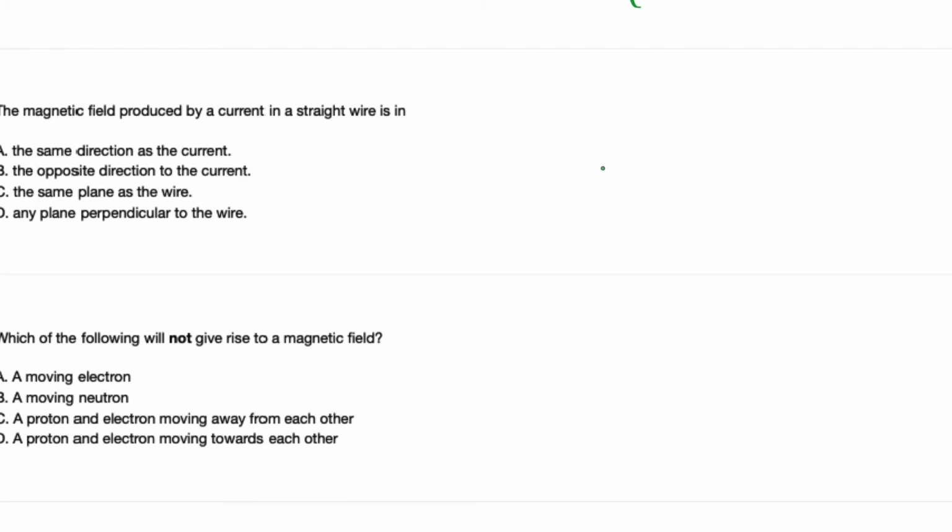The magnetic field produced by a current in a straight wire is in what? Is in the same direction as the current, is in a different direction to the current, is in the same plane as the current, any plane perpendicular to the current. So let's say here's current I. Then here it's gonna be pointing outward. Here it's gonna point out of the page, and here the magnetic field will point into the page.